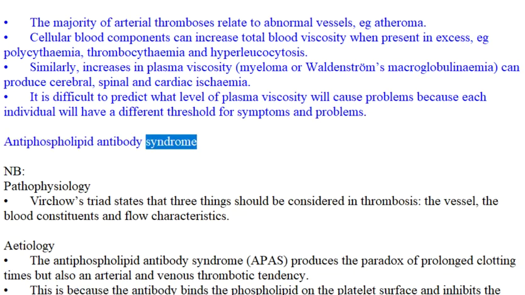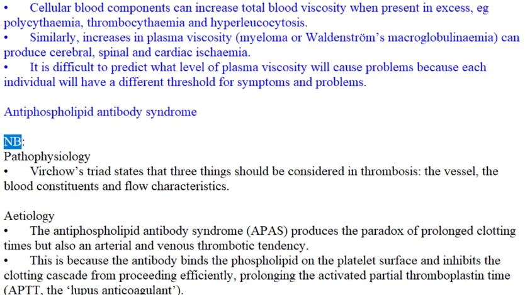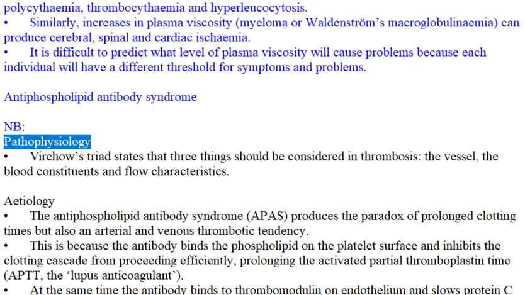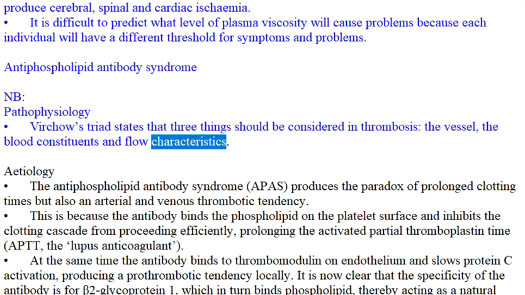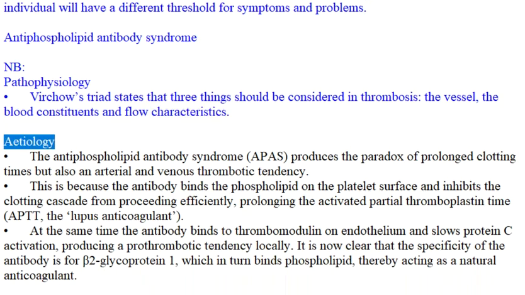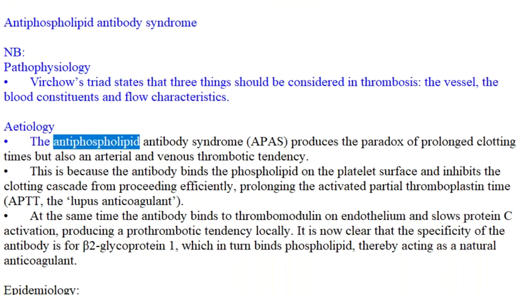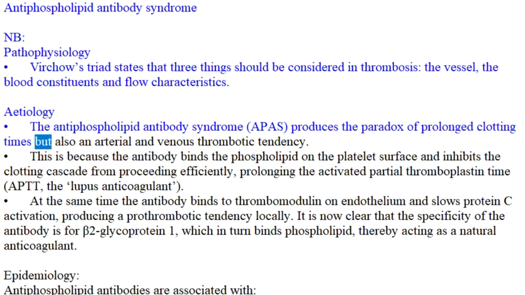Antiphospholipid antibody syndrome. NB. Pathophysiology. Virchow's triad states that three things should be considered in thrombosis: the vessel, the blood constituents and flow characteristics. Etiology. The antiphospholipid antibody syndrome, APAS, produces the paradox of prolonged clotting times but also an arterial and venous thrombotic tendency.